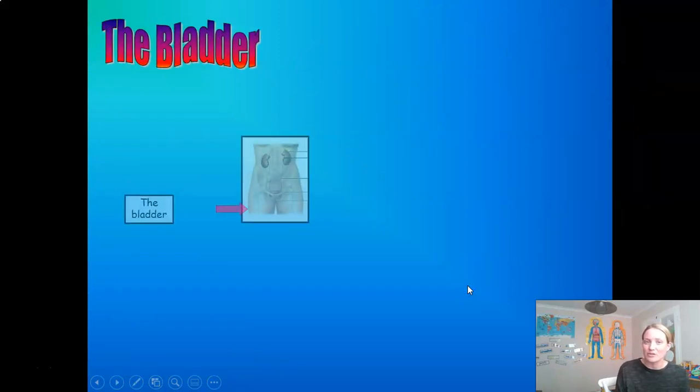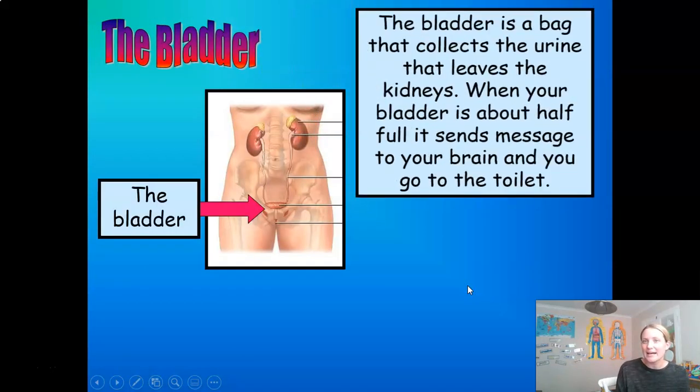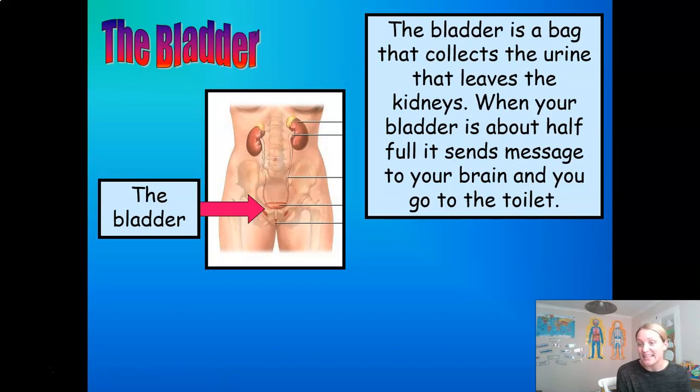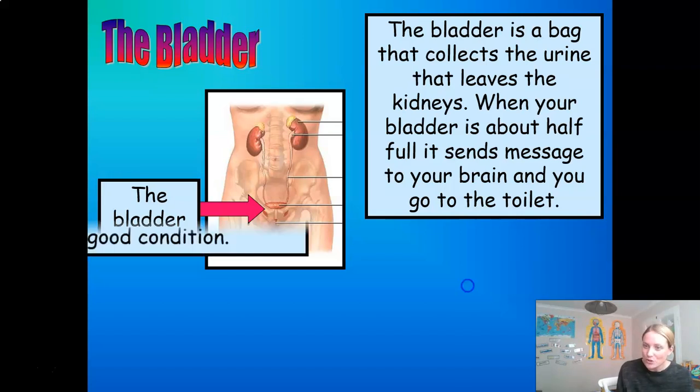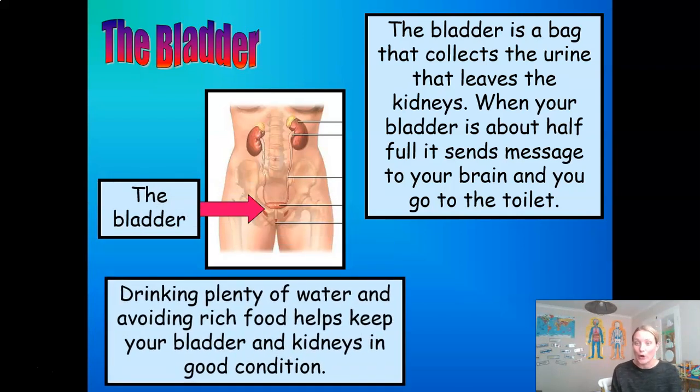And that brings us on to the bladder. The bladder is basically a little bag. It's like a deflated balloon almost, and it collects urine that leaves the kidneys. When your bladder is about halfway full, it will send a message to your brain and tell you to go to the toilet. So listen to your bladder if it's telling you to go, go. Drinking plenty of water and avoiding lots of rich food are very important to keep your kidneys and your bladder in good condition.